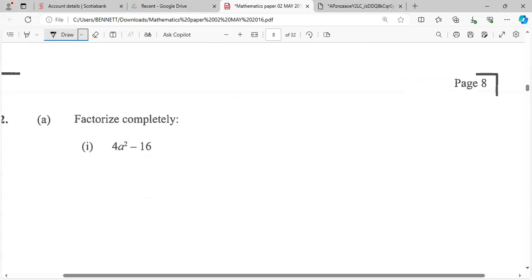Now let's see if we can get some more out of this. Normally it's one question, but let's just do a bonus one. Alright, this one's a factorize completely. 4a squared minus 16. Now we can just find the square root of this and the square root of this. Difference of 2 squares, so that will be 2a plus, what's the square root of 16? That's 4.